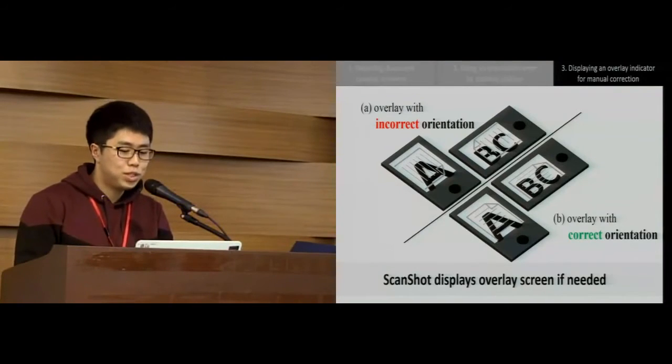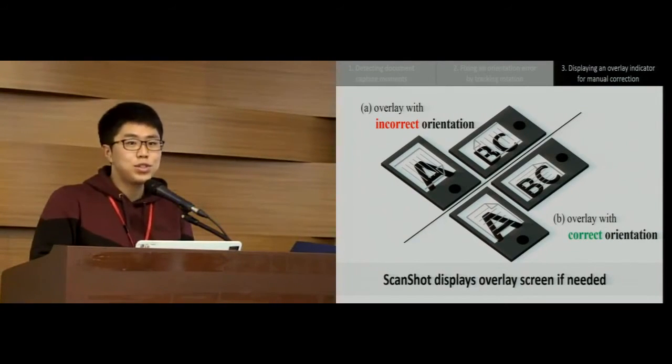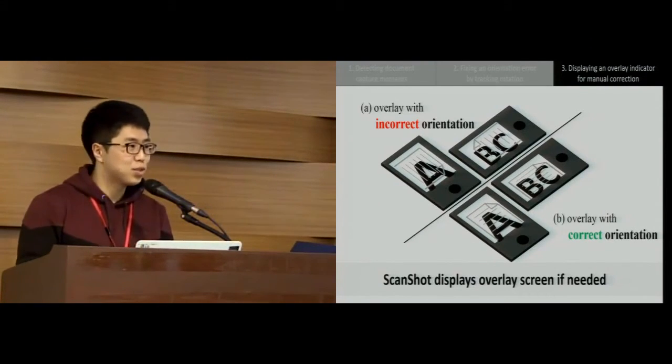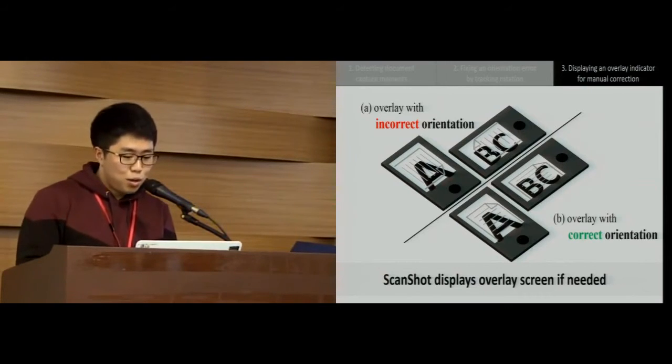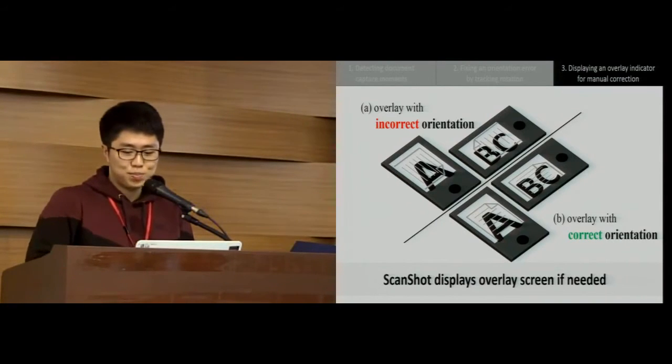As a final step, we displayed an overlay indicator for manual correction if needed. One interesting finding from our user study was that users are not aware of why this problem happens. Because the orientation icon is not easy to recognize, we used a paper metaphor overlay image to help users easily recognize orientation, and our participants were quite satisfied with those user interfaces.